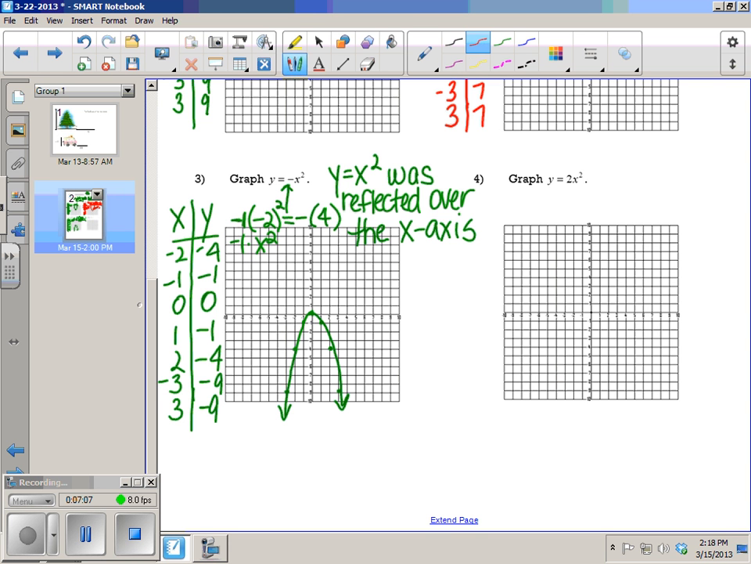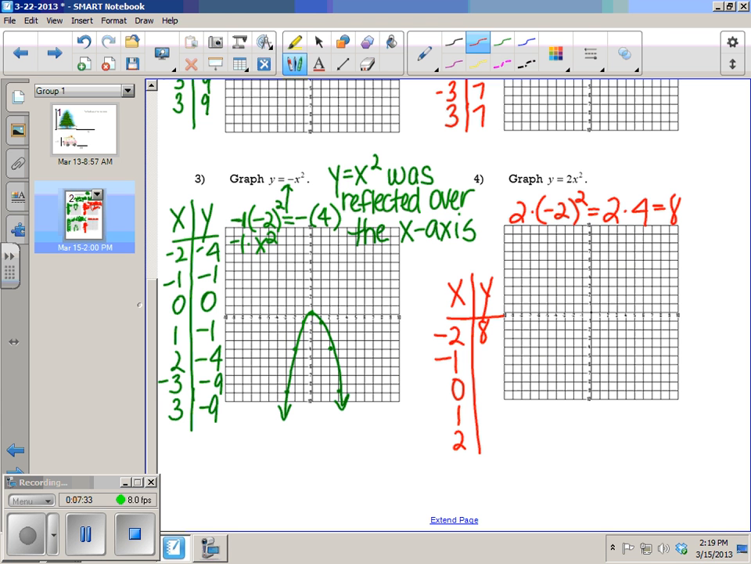Example number 4. Now they're taking x squared and multiplying it by 2. So let's make a table of values for negative 2, negative 1, 0, 1, and 2. So I'm going to square the negative 2, and then I'm going to multiply by 2. That gives me 2 times positive 4, which is 8. Negative 1 squared is 1, times 2 is 2. 0 squared times anything is still 0. Positive 1 squared is 1 times 2 is 2. And 2 goes along with the 8.